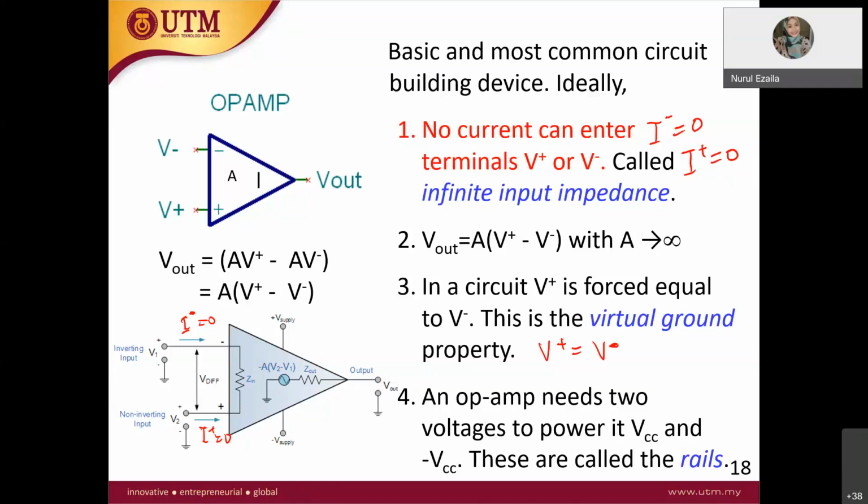This one we call an infinite input impedance. The second one, V plus must be equal to V minus. This one we call a virtual ground.